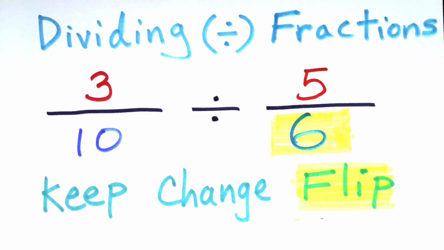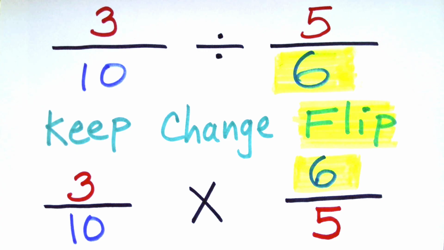So remember, keep, change, flip. What does that look like? Okay, so we take this first fraction, 3 over 10, we keep it the same. It's still 3 over 10. And we're going to change division to its inverse operation, which is the opposite, and that's multiplication. After we make that change, then we can take this fraction in here, 5 over 6, and flip it. 6 will now be in the numerator's place, and the 5 will now be in the denominator's place. Now that it's multiplication, you can cross cancel or cross reduce.